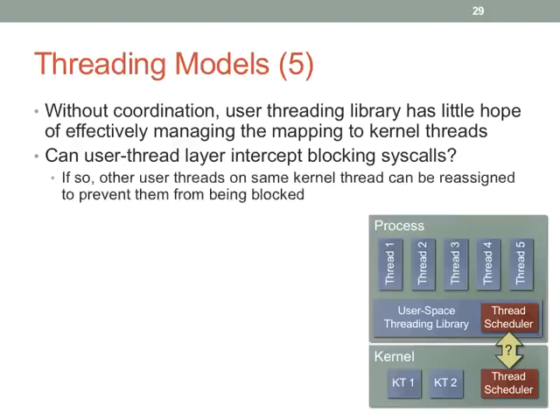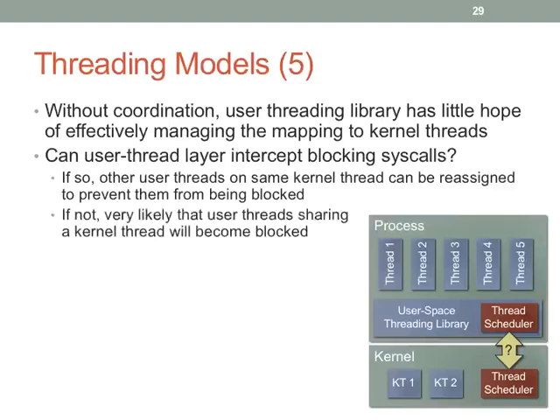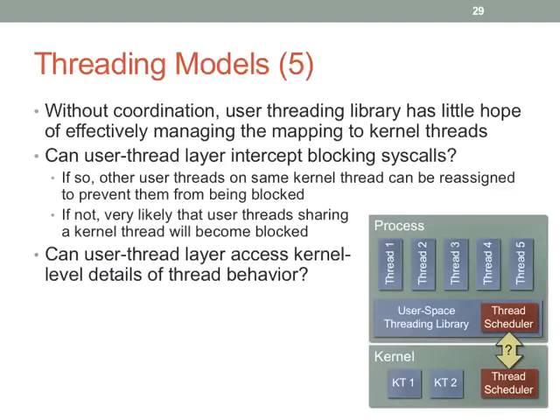I'm going to try to spin through some of this because we're almost out of time, or actually we're over time. So if the user thread layer can intercept blocking system calls, then it can actually do some of these things itself. If I can get a hand in between the kernel and the program, then I can handle some of these situations. But if not, then I'm stuck.